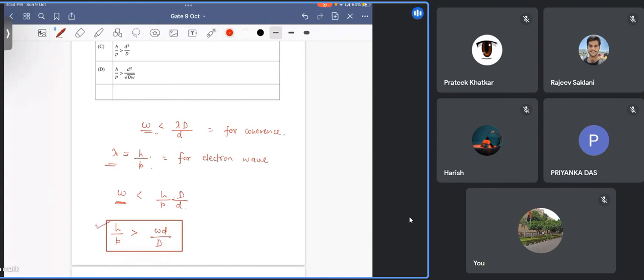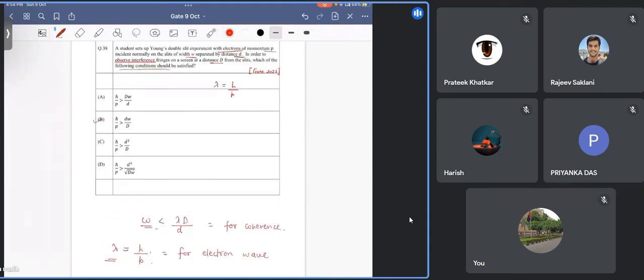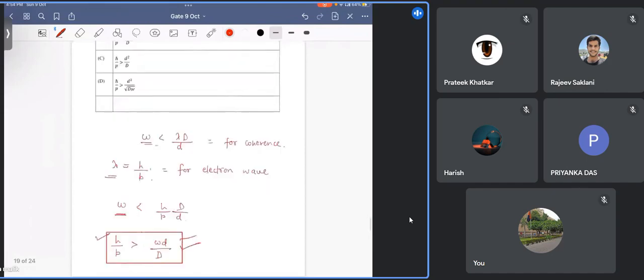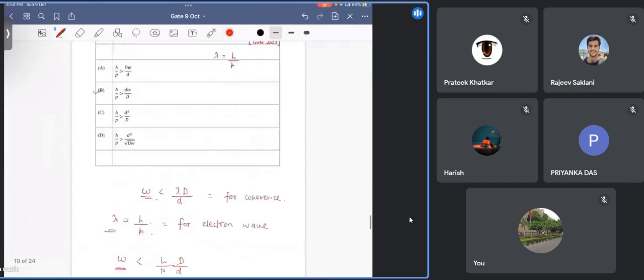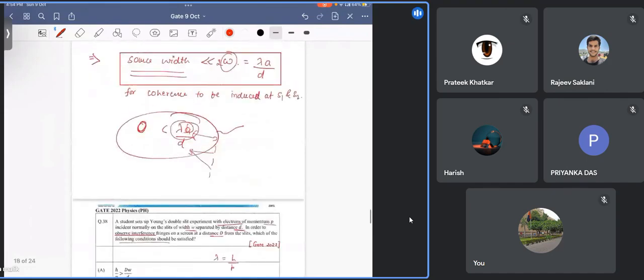That means p is greater than h by W into D by d. So this is h cross given here. So this is the option that is correct for this question. Basically, you have to have the condition for the source width to see the interference pattern in the present experiment.